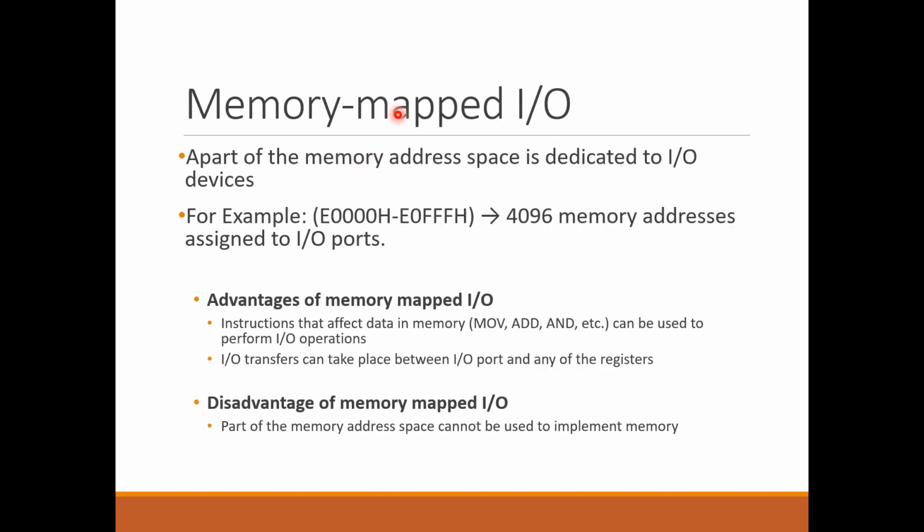And the second type of the I/O interface is called memory mapped I/O, which is a part of the main memory, a part of the RAM, used in order to hold the I/O ports or the address of the I/O device. That means a part of the memory is going to be dedicated to the I/O devices. For example, from this memory location to this memory location, which is 4096 memory addresses, are going to be assigned to the I/O ports. So what are the advantages and the disadvantages of the memory mapped I/O?